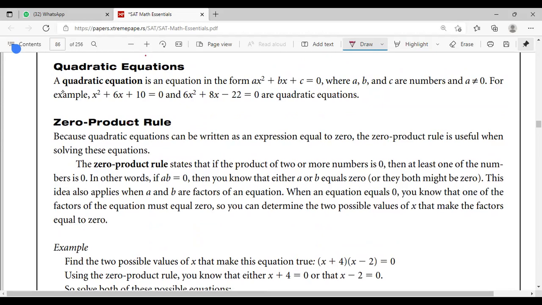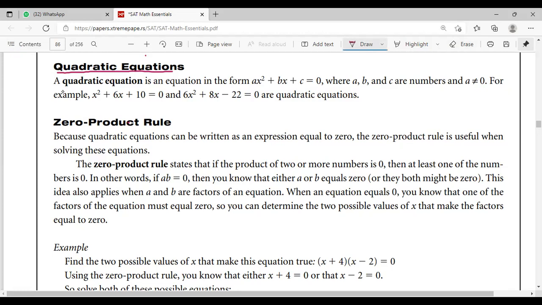Now we have quadratic equations. A quadratic equation is an equation in the form ax squared plus bx plus c equals 0. Since it is an equation, we have an equality sign, okay? Where a, b, c are numbers and a is not equal to 0, because if a is 0, we would only be left with bx plus c and it would not be a quadratic equation, right? So you should always know that the coefficient of x squared can never be 0, because if it is 0, it would not be a quadratic equation.